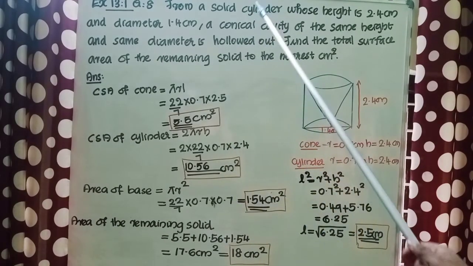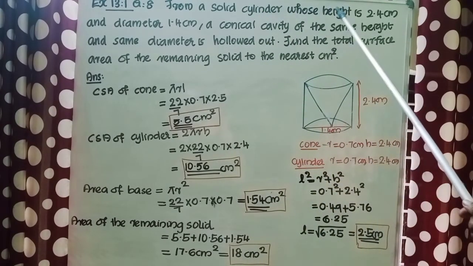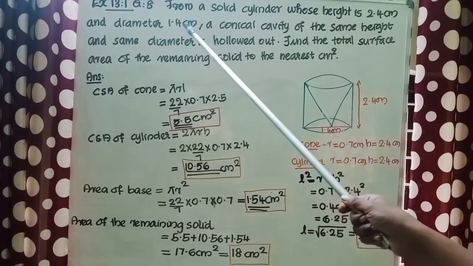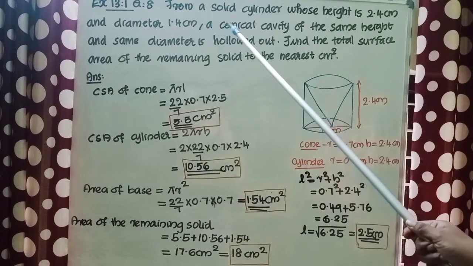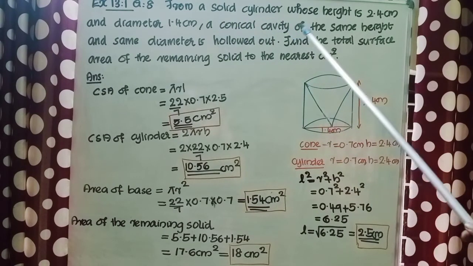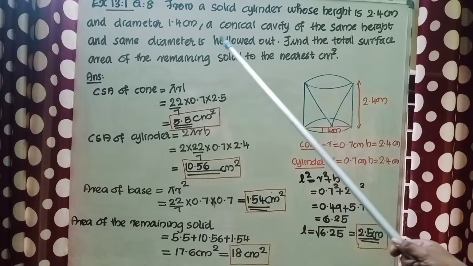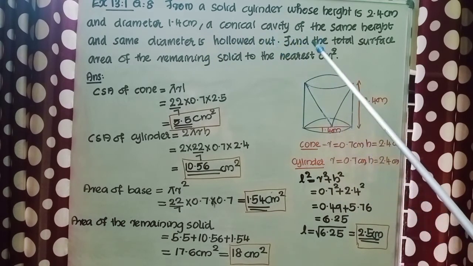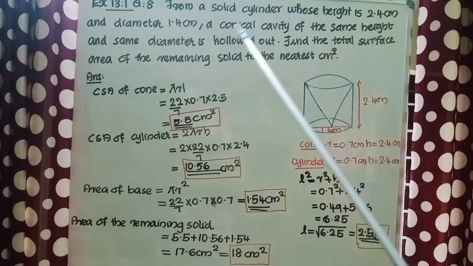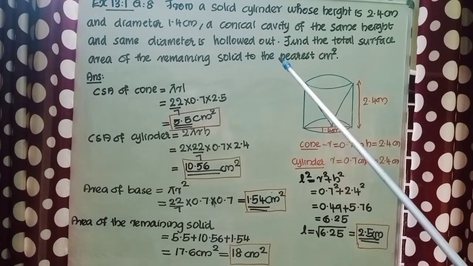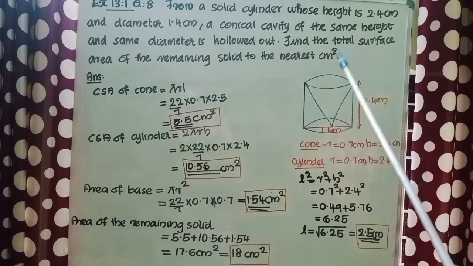From a solid cylinder whose height is 2.4 centimeter and diameter 1.4 centimeter, a conical cavity of the same height and the same diameter is hollowed out. Find the total surface area of the remaining solid to the nearest centimeter square.